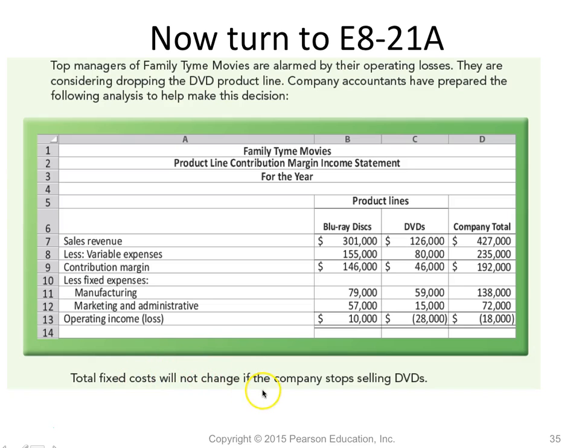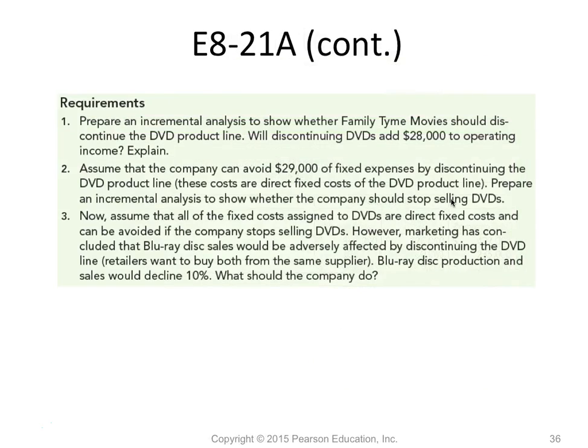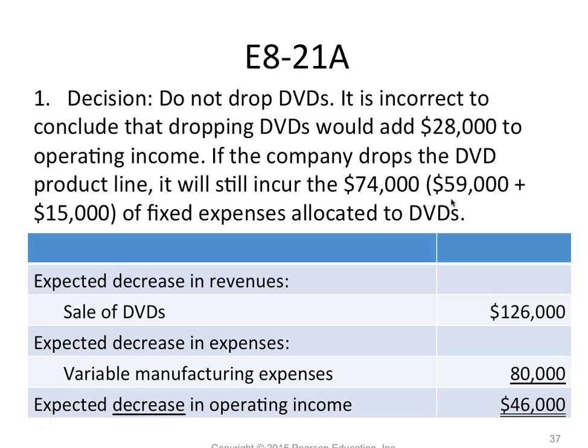The fixed cost will not change if the company stops selling, so we still have to pay 74,000. So that means if we drop this line, we are going to pay $74,000 as the fixed cost. If we do not drop this line, we're only paying 28,000. So the question will be, are we going to drop it? The answer will be no, because we're going to lose more money if we drop it. Okay, that's basically what this first one is doing.